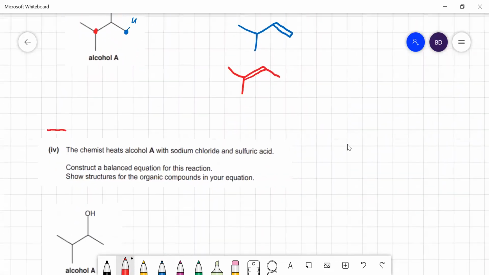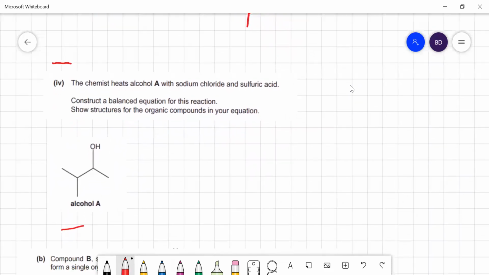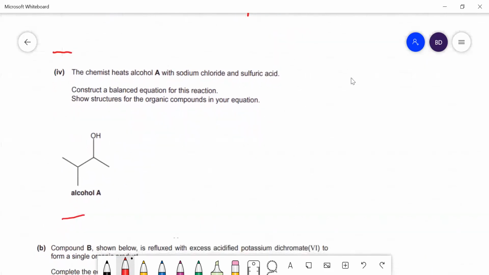The chemist heats alcohol A with sodium chloride and sulfuric acid. Now, when you do that, the sulfuric acid is a catalyst, and the chloride ion acts as a nucleophile, and you're going to get nucleophilic substitution, and you're going to swap the OH for a Cl minus. So a balanced equation. Show the structures of the organic compounds.